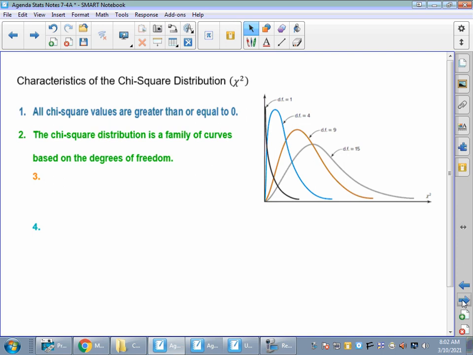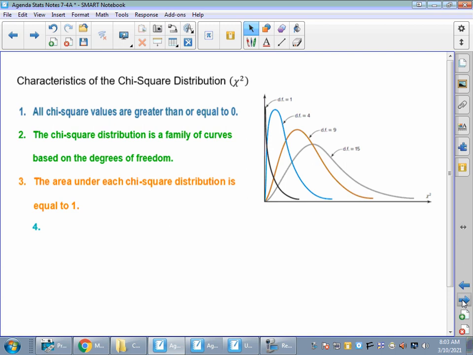This is a family of curves, and it's based on degrees of freedom. We've talked about degrees of freedom. The larger the sample, meaning a larger degree of freedom, the more our graph gets pulled farther to the right. Notice our degree of freedom of 1 or 4 in this example. They are very tightly put together. Our data is very close together.